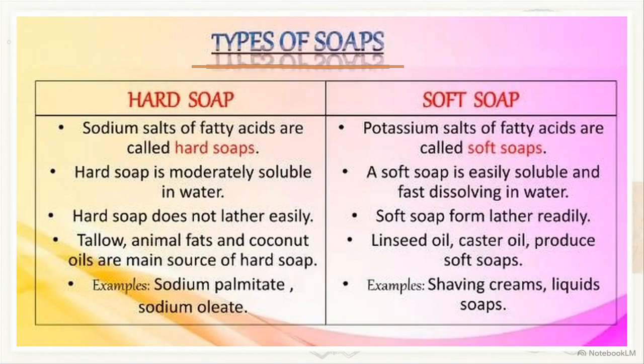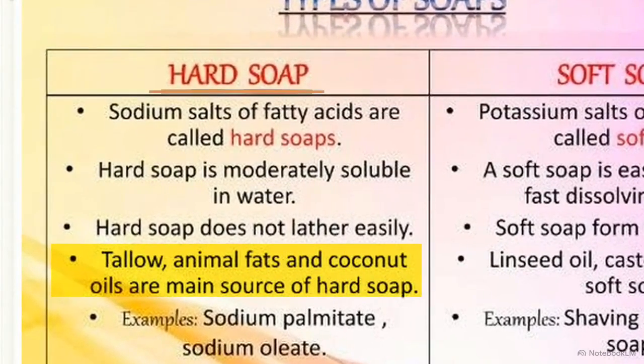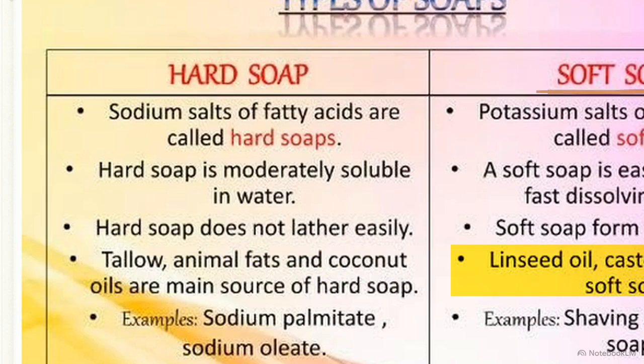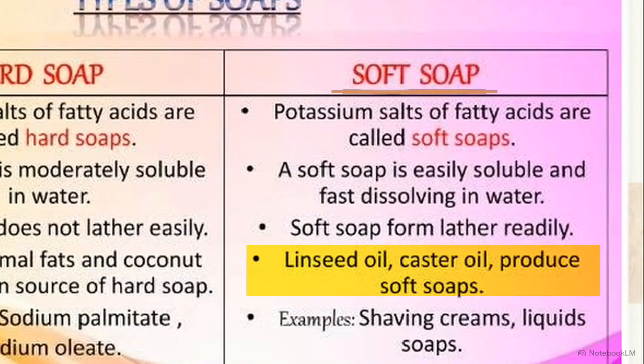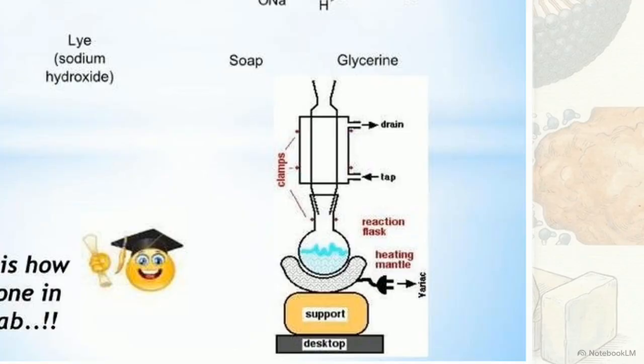As detailed in this chart, the properties of the final product depend on the starting ingredients. Reacting sodium salts with animal fats or coconut oil yields a hard soap, while potassium salts mixed with linseed or castor oil create a soft, easily soluble soap. Look at the laboratory setup on the right. Controlled heat applied to the reaction flask triggers saponification.